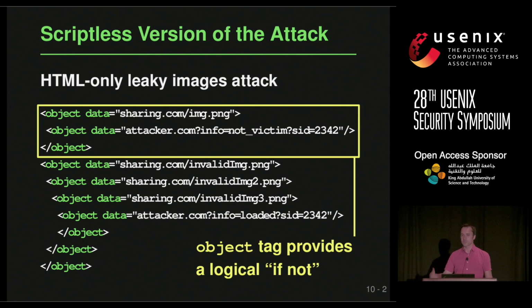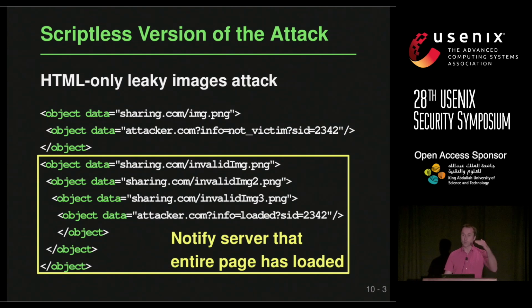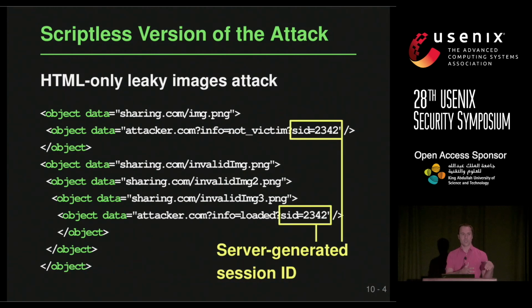Now, just knowing that it was not the victim is not enough to know whether the victim has visited. What we also need to know is whether this whole page has actually loaded. And this is why we have a set of other image requests, which all point to invalid images, so to images that do not exist. And these requests will take some time, and then eventually in the most deeply nested request, we'll send a message to the server telling us that the whole page has been loaded. And then taking these 2 facts together, knowing that the whole page has been loaded, but it was not the victim, then we can infer when and whether the victim has actually visited the page.